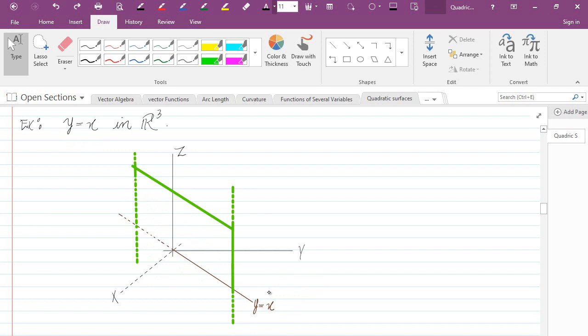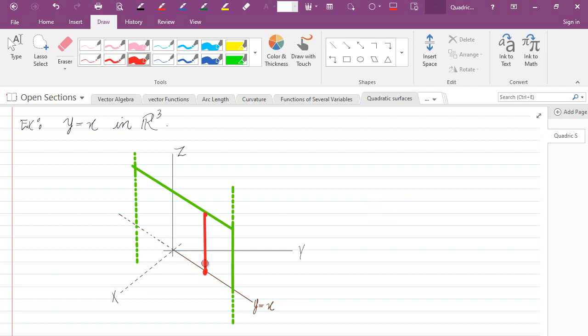Again, if we pick any point in this plane and project it onto the xy plane, then we get a point on the straight line y is equal to x.